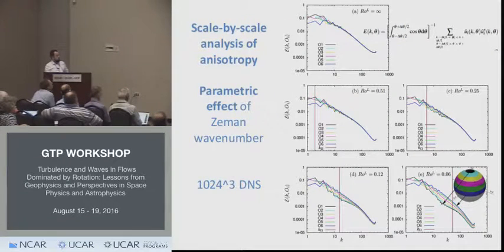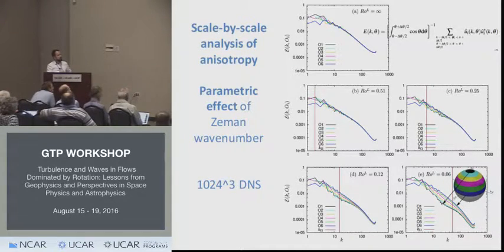What we observe in the intermediate resolved DNS, 1000 cubed, is the following. We're plotting here the spectra that are accumulated in different orientations. Spectra in blue are spectra in the horizontal direction, which means in the direction perpendicular to the axis of rotation. Spectra in black are spectra along the axis of rotation, and we compute the intermediate spectra as well. In the isotropic case, of course, all these spectra collapse. They're all equivalent.